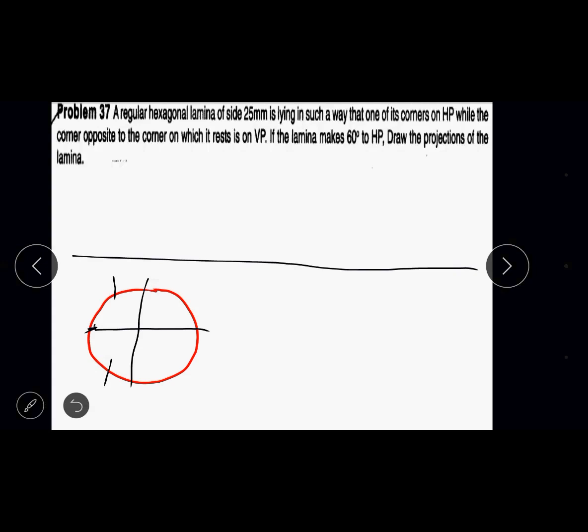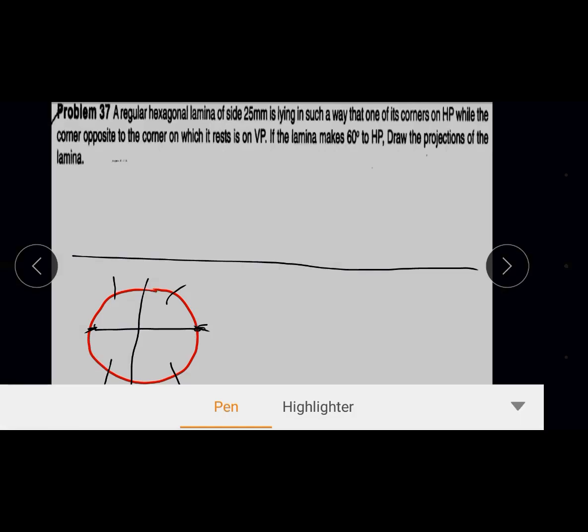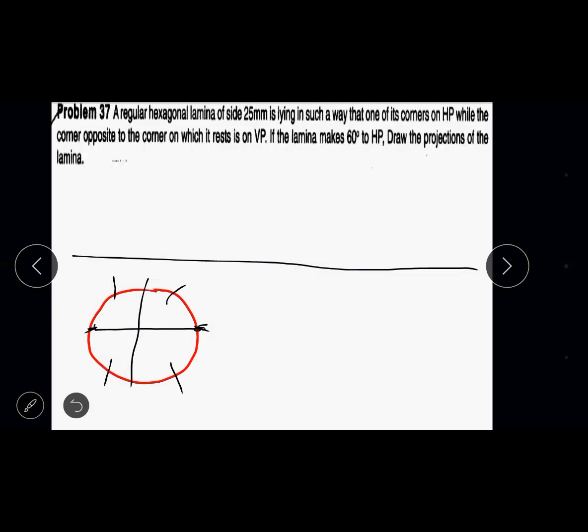Then again take your compass on the right end of the x-axis and cut an arc on the top and bottom. After that, join the points of the hexagon. You need all 6 corners of the hexagon, so you can get them over here. Then you will get the hexagon with corner resting position.